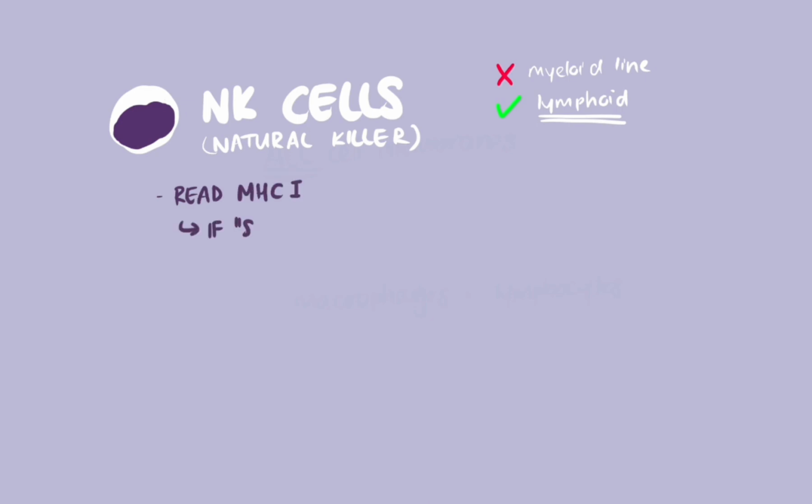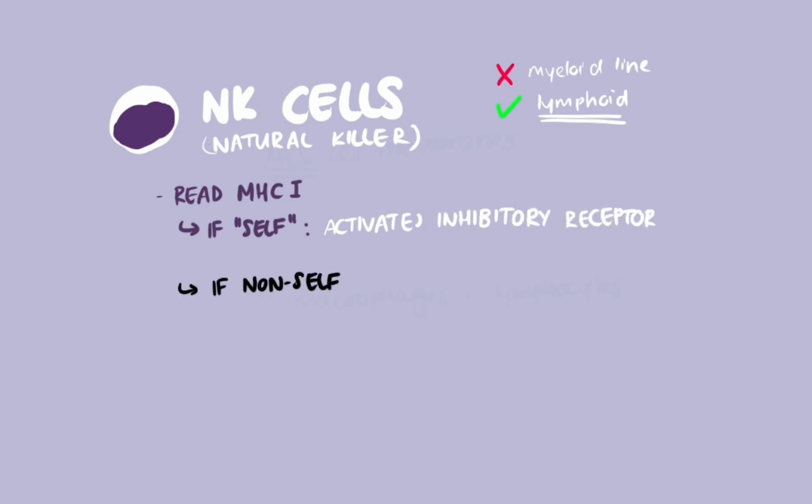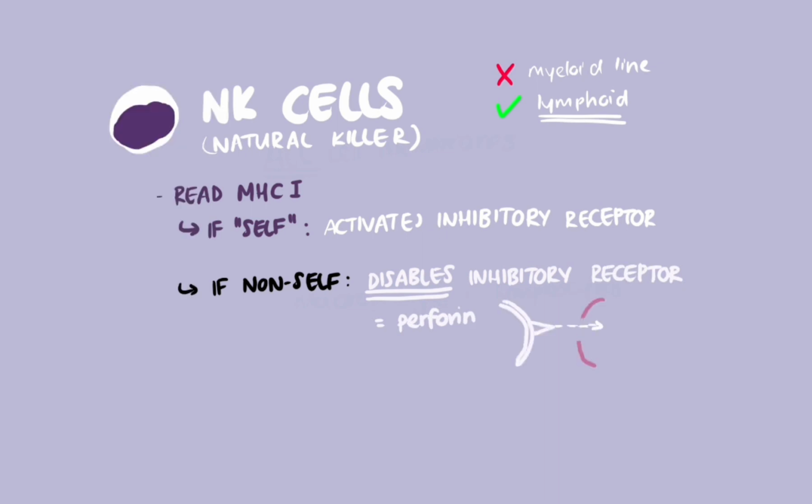So the last innate cell are known as natural killer cells, and it's important to know that they do not come from the myeloid cell line, they come from the lymphoid cell line. They patrol the tissue and the blood, and they read MHC class 1 molecules on cells. And if they detect it as self, then it activates the inhibitory receptor, so it stops them from attacking the cell. However, if they detect something that's non-self, so it's not from the body, this disables the inhibitory receptor, and that causes it to release perforin, which causes a hole in the cell membrane, and that injects granzyme into the target cell and triggers apoptosis, which is cell death.